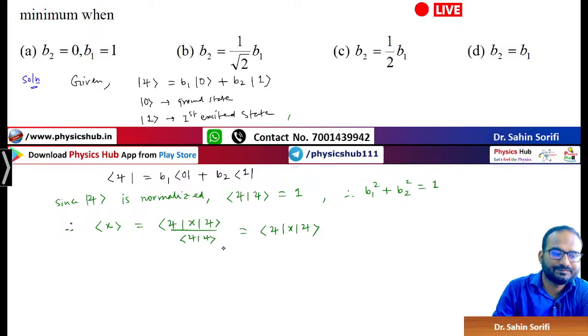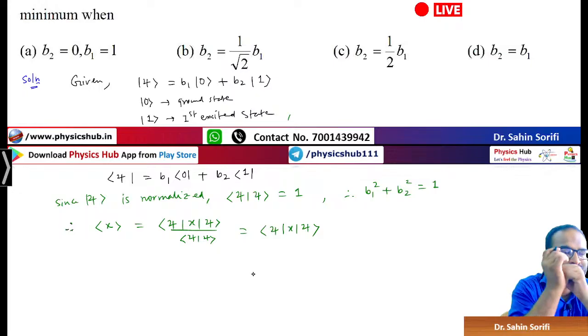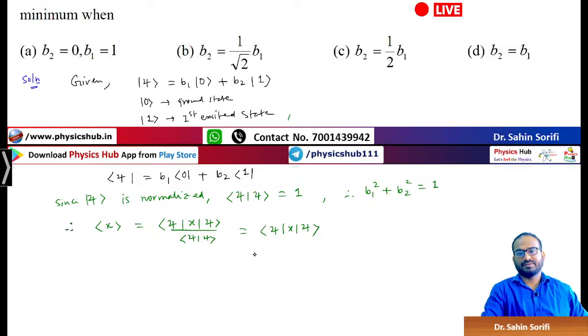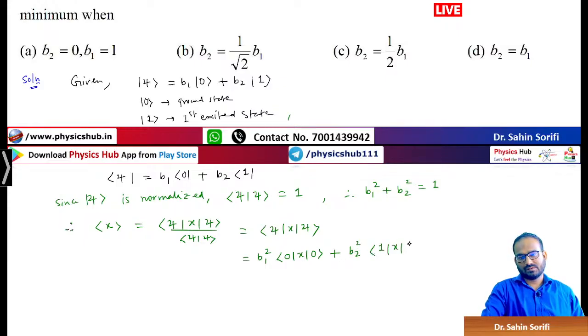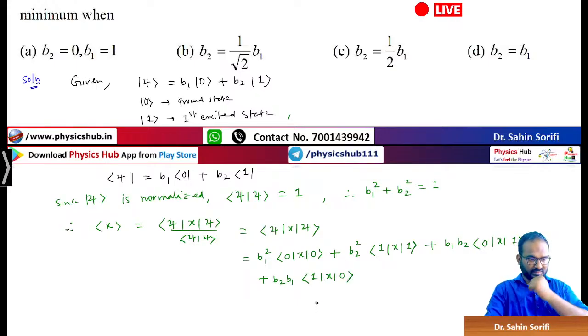What is this equal to? Look, B1 square bra 0 x ket 0 plus B2 square bra 1 x ket 1 plus B1 B2 bra 0 x ket 1 plus B2 B1 bra 1 x ket 0. Clear?